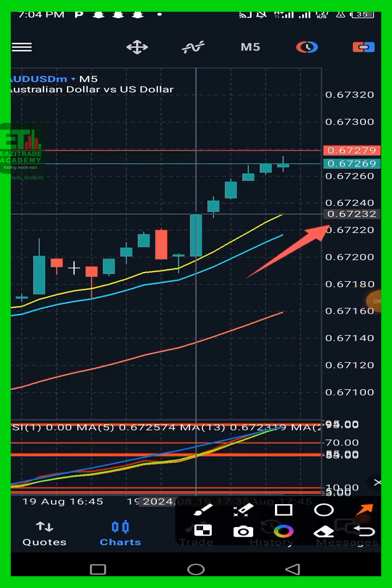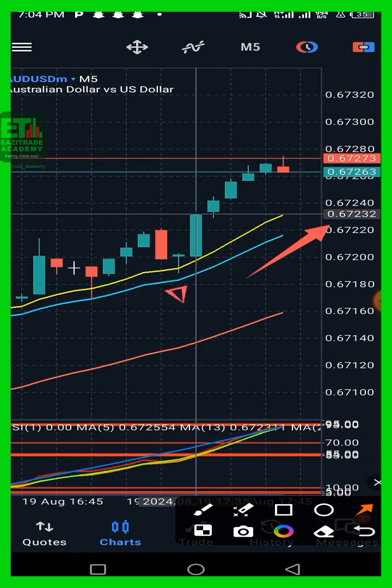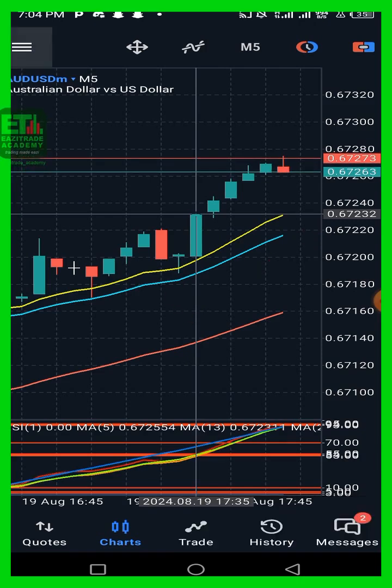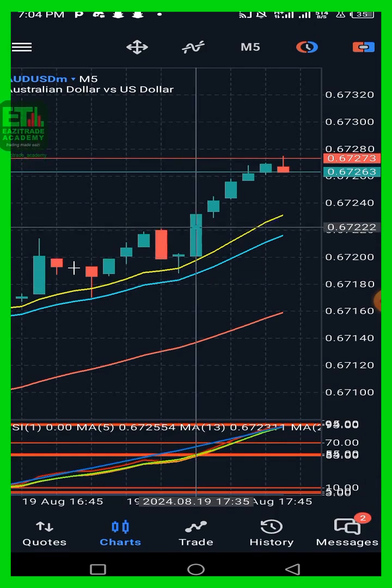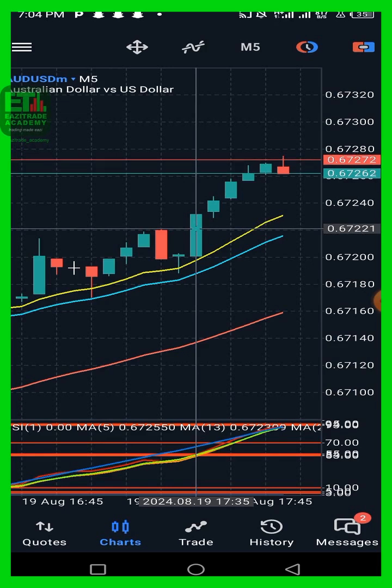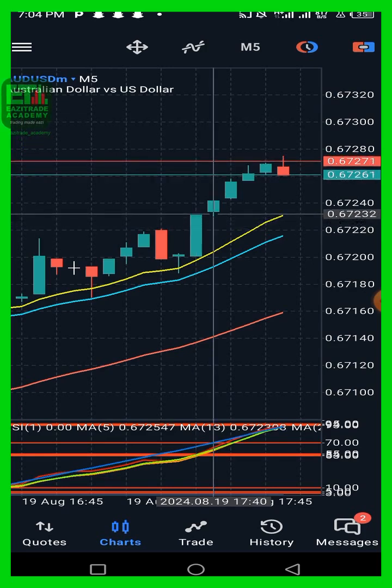0.6723. So you can just go immediately, use your buy limit and enter the trade, or you use halfway of the candle. If it doesn't get there, just let it go. If it goes up after you've spotted the morning star, just let it go and close the trade.